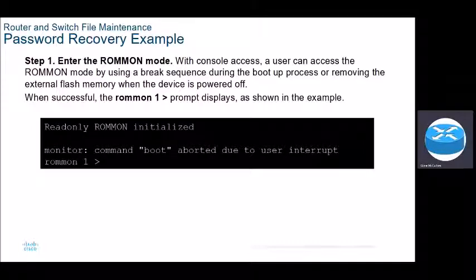So, step one, you enter ROM monitor mode, by using the break sequence, as I said, Control Break. And so basically you can see that you get a different prompt. It's rommon 1. It'll actually go up every time you hit enter for whatever reason. The number will increment by 1.